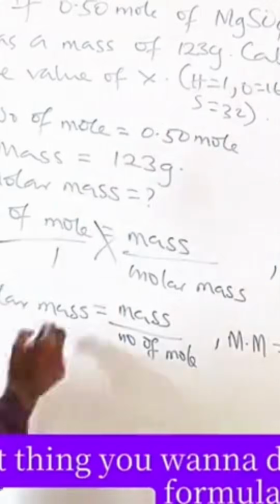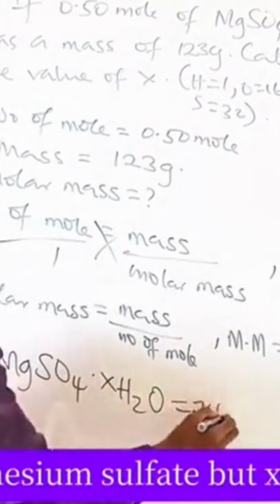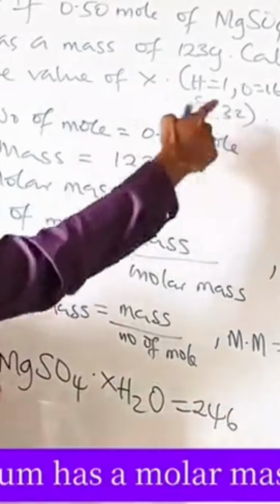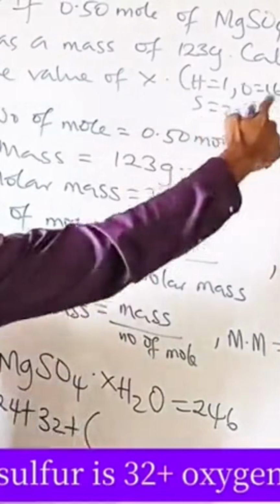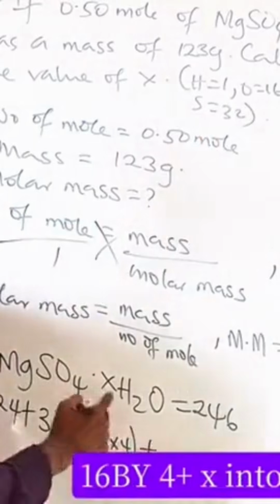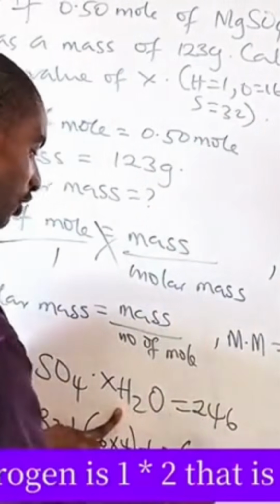So the next thing you want to do is you now equate the formula MgSO4.XH2O to 246. Magnesium has a molar mass of 24, as you were given, so 24 plus sulfur is 32 plus oxygen is 16 multiplied by 4, that is 16 by 4, plus X into brackets, hydrogen is 1 times 2, that is 2, plus 16. Oxygen is 16. So what is it?